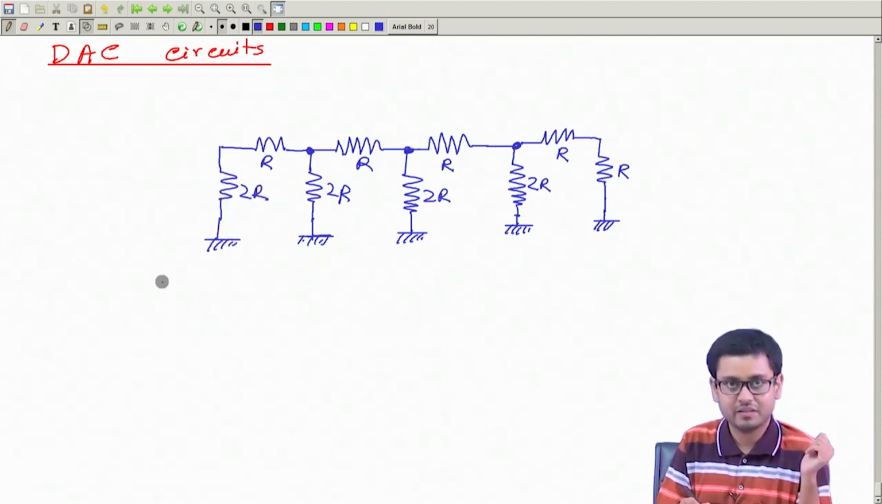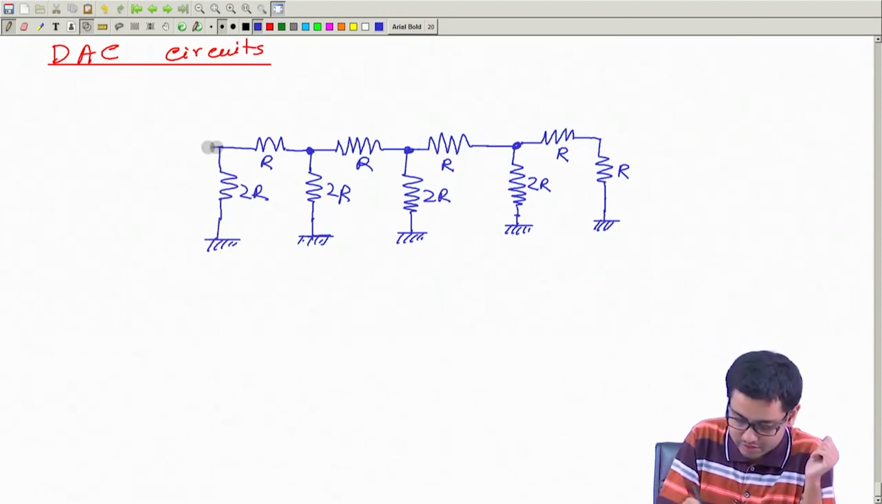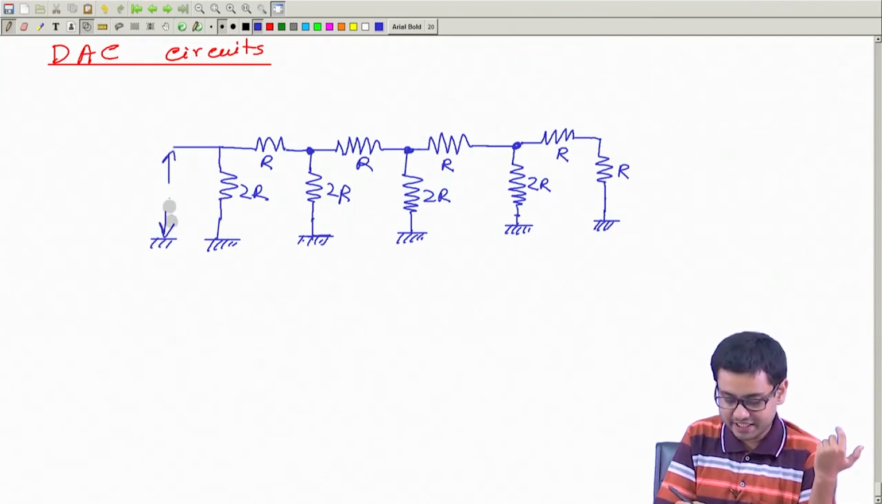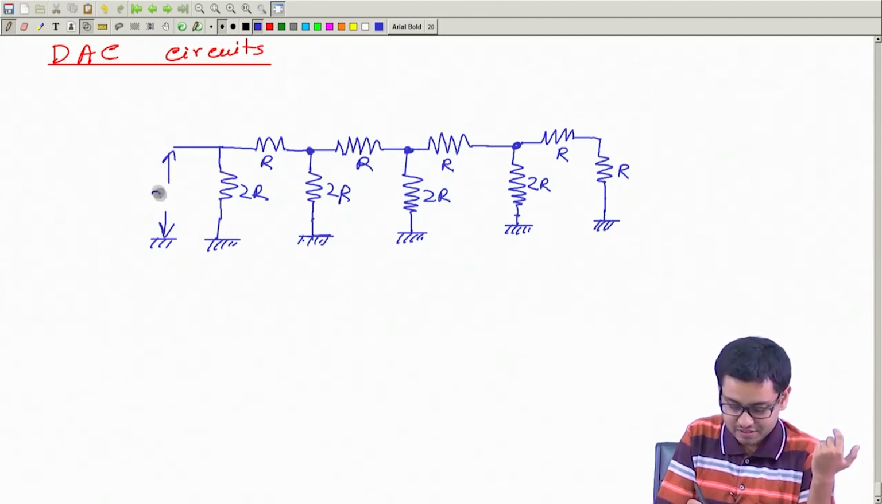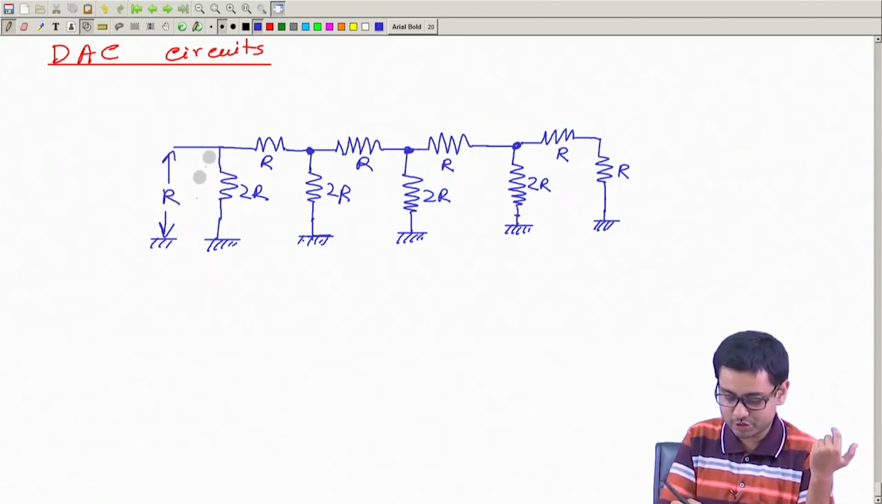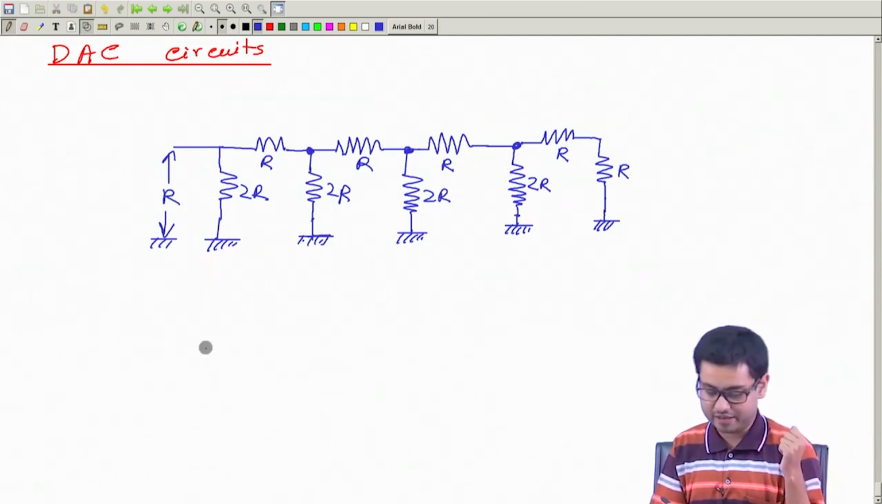Okay. So what is the resistance between these 2 points? If you measure with an ohm meter, what resistance will you get? This is equal to R. The total resistance between these 2 points is R.